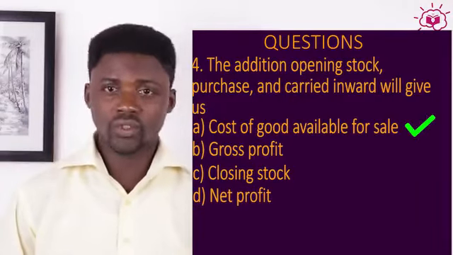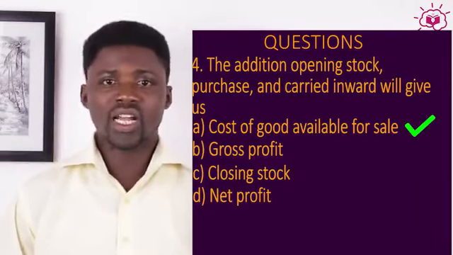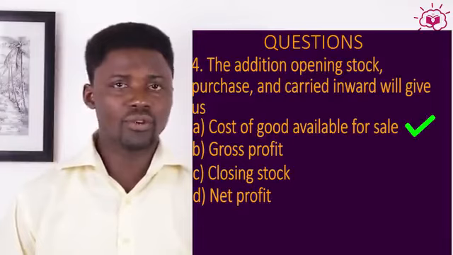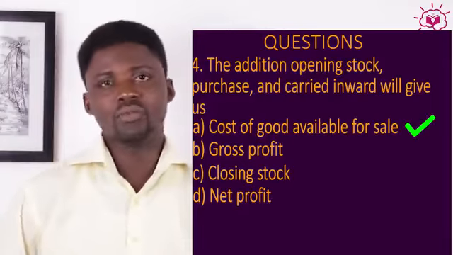opening stock, add purchase and carriage inward, it will give us cost of goods available for sale.